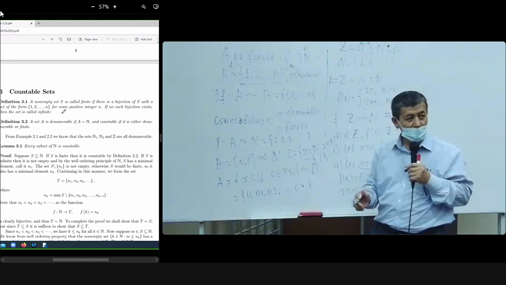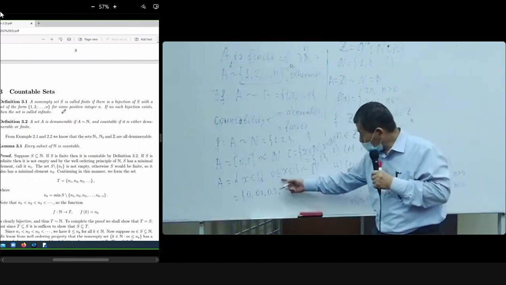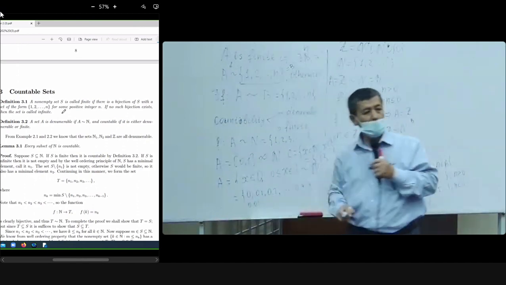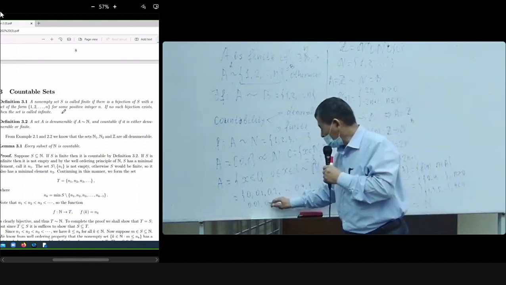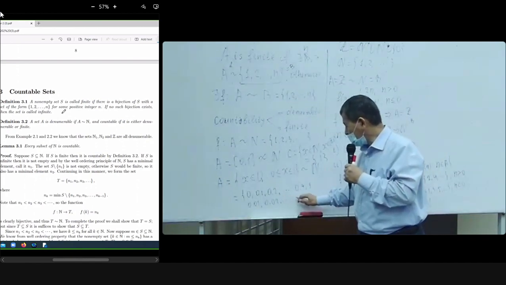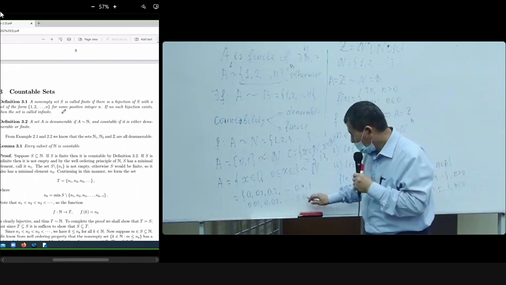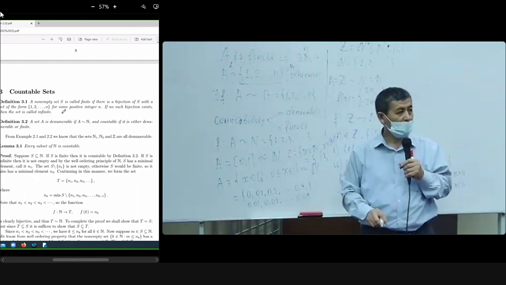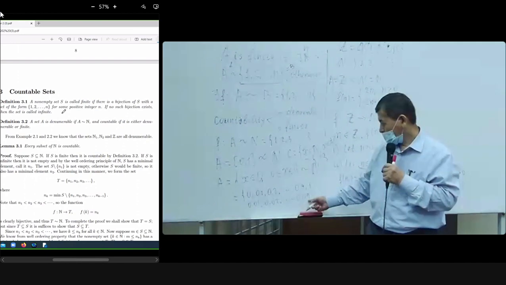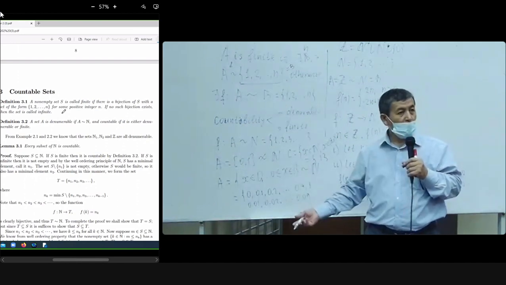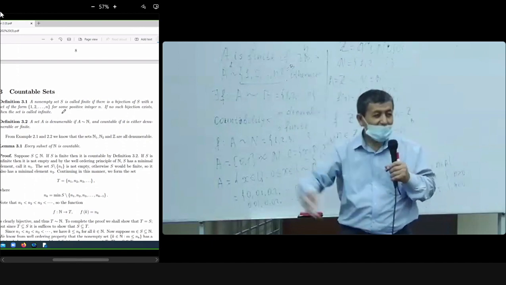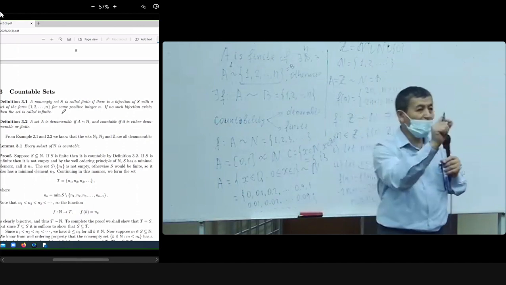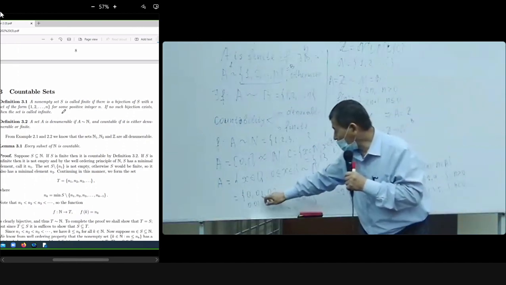Okay, yes, it should be between 0 and 1. Next, 0.01 is also a rational number. 0.02 is also. 0.0129. Yes, you can write down. You cannot stop. You cannot stop the elements of the Q in the interval (0, 1).